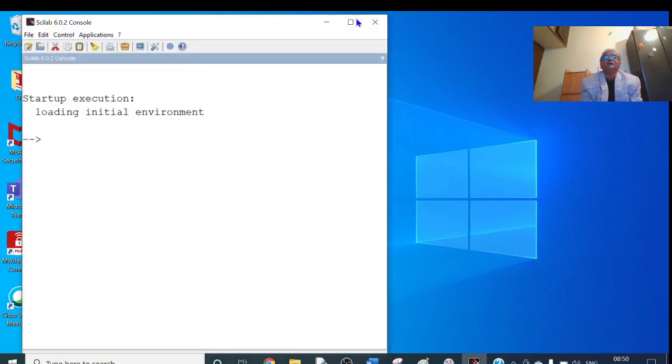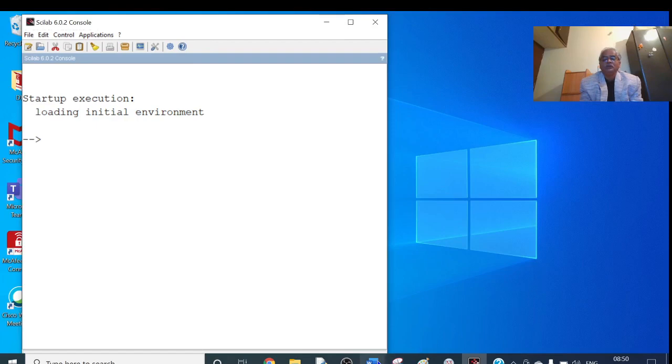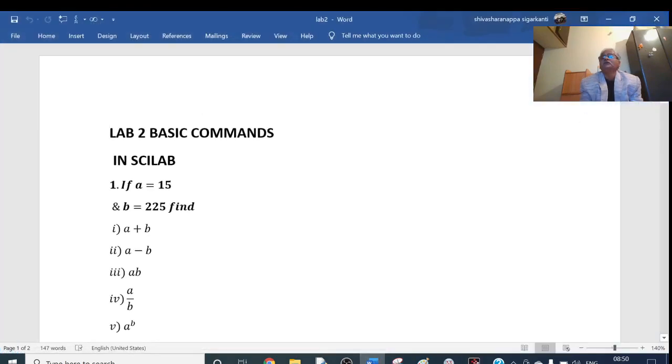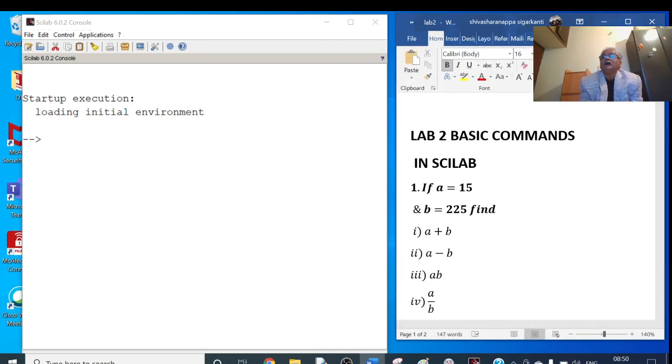The screen is open. So here, this is the command line. Here we can write the commands. I'll make some screen adjustments. I'll take my Word file also here. See here, my A equal to 15 and B equal to 225. I have to find out A plus B, A minus B, A into B, something like this.